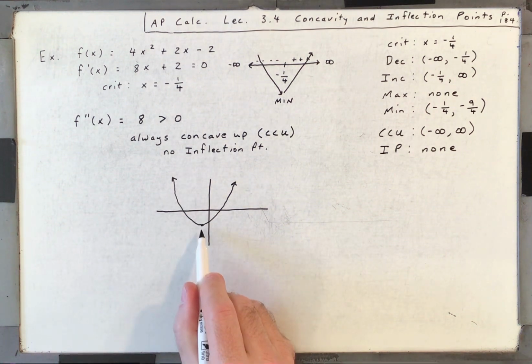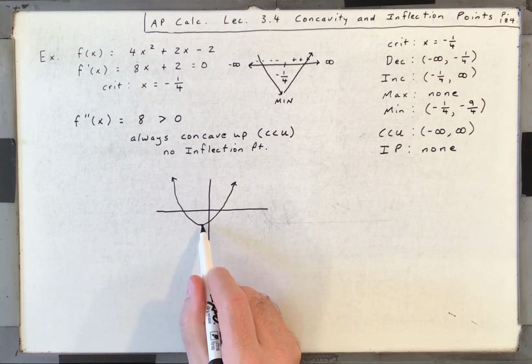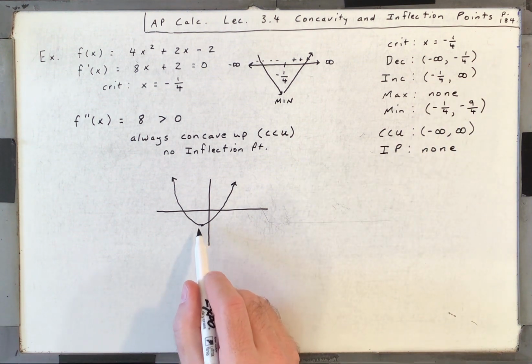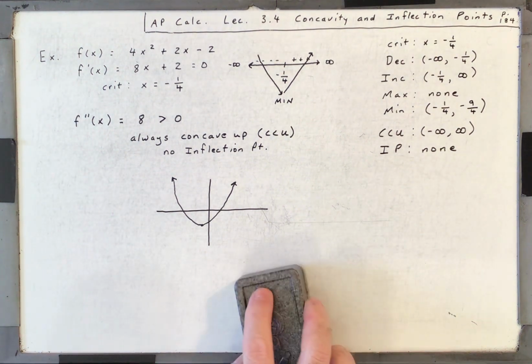All right, so we know the minimum's got to be the vertex of the parabola. I found roughly where that is on the graph. I know it's concave up. And so there you go. Okay, we're going to do this on our next two examples. We're going to do the exact same thing.